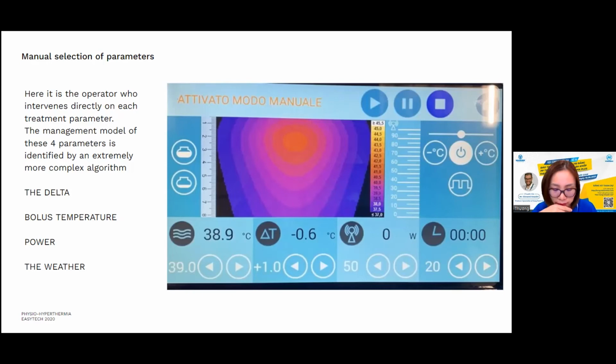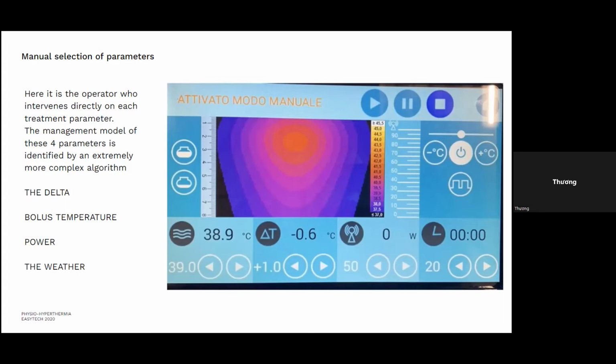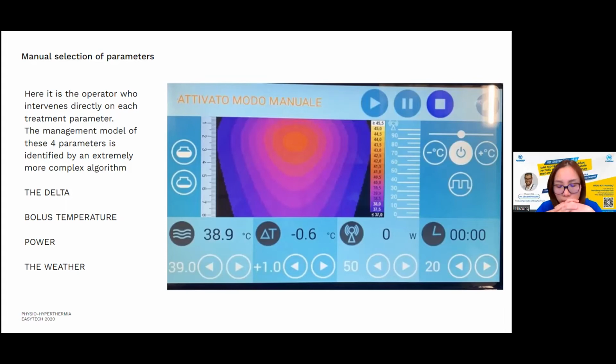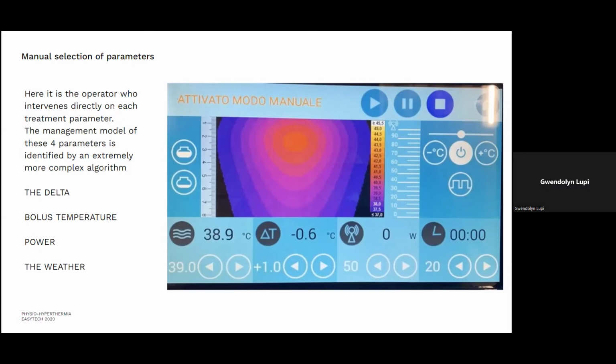Okay, so right now what you have to know is which are the main parameters which I have to take care of, or in any case, the main parameters of this machine. So you have the water temperature, so the bolus temperature. You have the delta. This is the water temperature, the delta. Then you have the power, and then you have the timing, so the time of treatment.